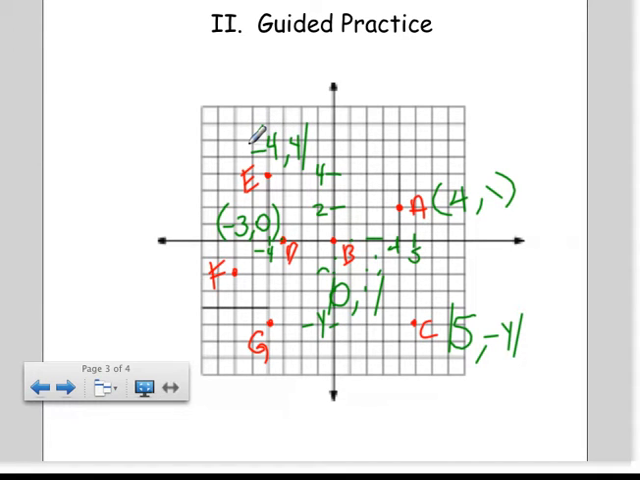And I have 2 more to check. The smartboard is getting a little slow on me.